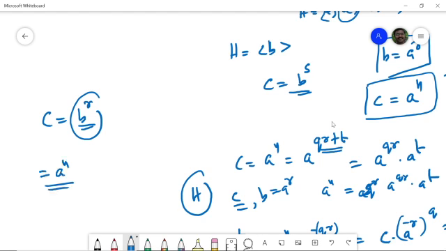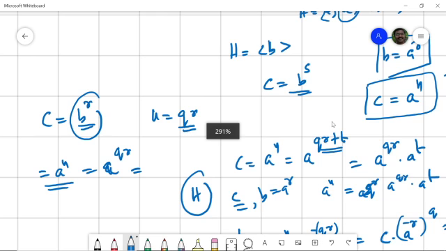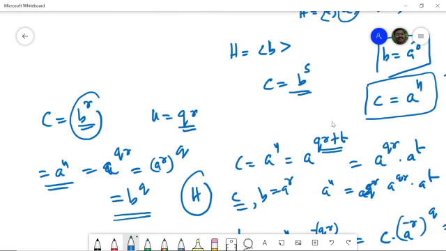First you took this c as a raised to n. Now we have obtained that n is equal to some q into r. So that means this can be written as a raised to q into r, that is actually a raised to r the whole raised to q, that is actually b raised to q.